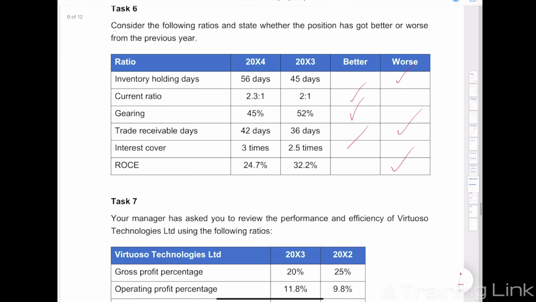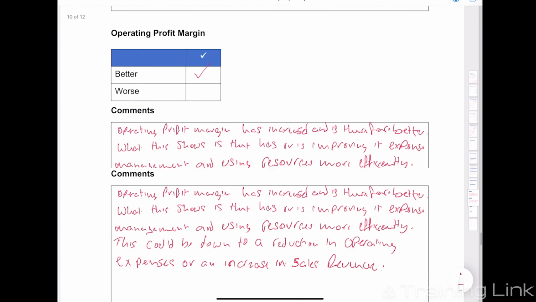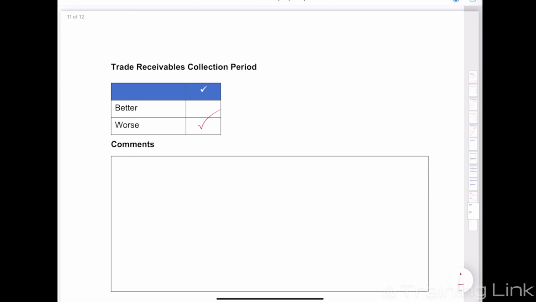So trade receivables days we can see has actually gone up from 36 to 42, which is a bad thing. So it's actually got worse. So let's think again, what does this show? What could it have been caused by? So trade receivables collection period has got worse across the year.